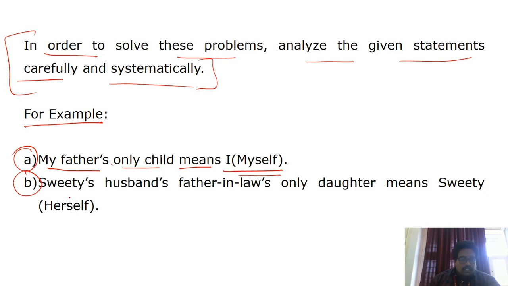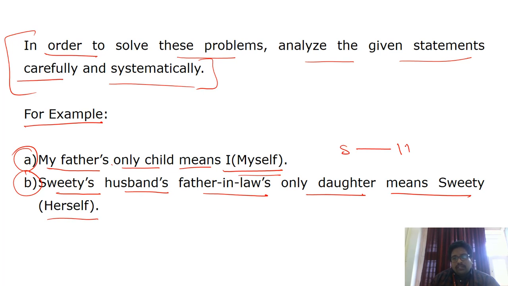Next, here, Sweetie's husband's father-in-law's only daughter. What does it mean? It's Sweetie herself. So Sweetie is here, Sweetie has a husband, and the husband's father-in-law's only daughter is again Sweetie. You have to be very clear in analyzing the given sentences, then proceed with the solving tips.